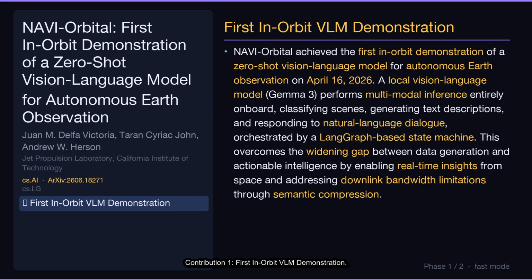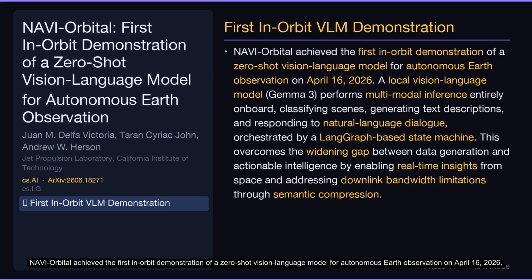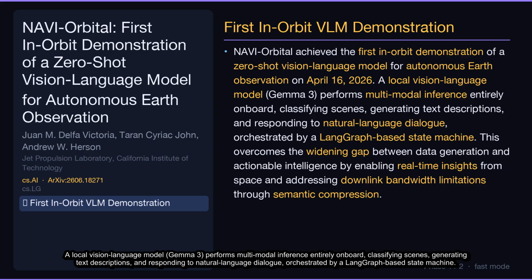Contribution 1. First in-orbit VLM demonstration. NAVI-Orbital achieved the first in-orbit demonstration of a zero-shot vision language model for autonomous Earth observation on April 16, 2026. A local vision language model, Gemma 3, performs multimodal inference entirely on board, classifying scenes, generating text descriptions, and responding to natural language dialogue, orchestrated by a Langgraph-based state machine.